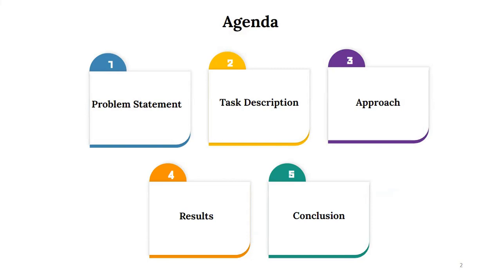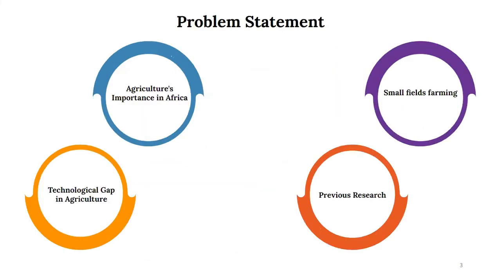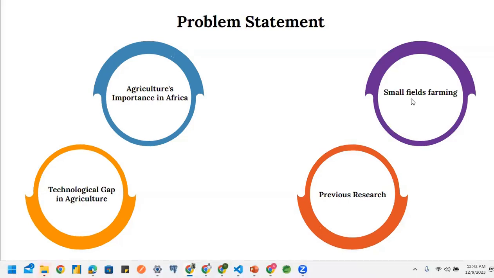We are addressing the critical issue of enhancing agriculture in Africa, a sector that employs a significant portion of the population and contributes substantially to the GDP. As the population grows and hunger persists, the need for increased food production becomes more pressing. However, Africa faces unique challenges. Despite the crucial role of agriculture, there is a noticeable gap in the adoption of advanced technologies, particularly precision agriculture.